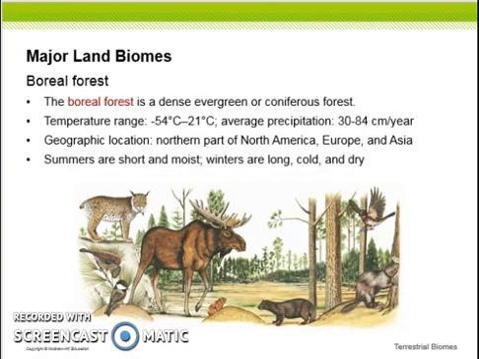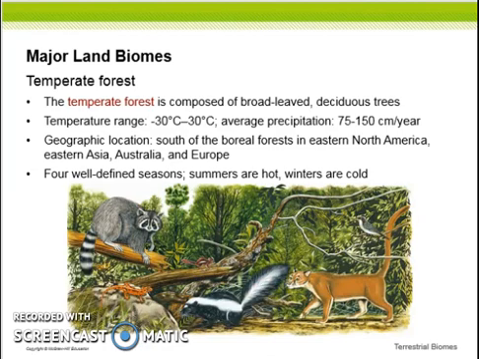Boreal forest. The boreal forest is a dense evergreen coniferous forest. Its temperature range is -54 degrees Celsius to 21 degrees Celsius. Average precipitation 30 to 84 centimeters a year. Geographic location northern part of North America, Europe, and Asia. Summers are short and moist. Winters are long, cold, and dry.